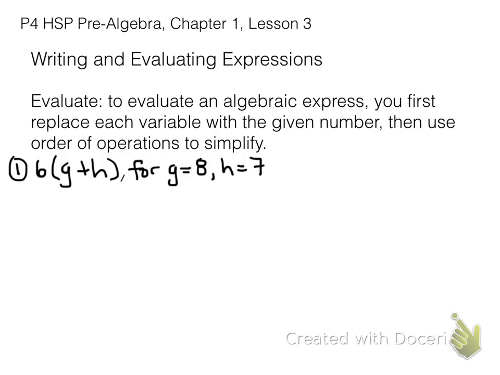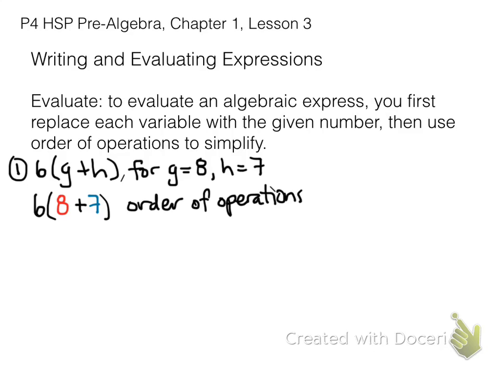So g is 8 and h is 7. So we're going to replace g and h with their given numbers. So there I have done it. G is in red and h is in this teal color. So once I've replaced the numbers, I can just perform the order of operations.